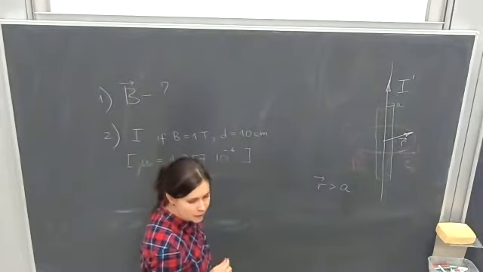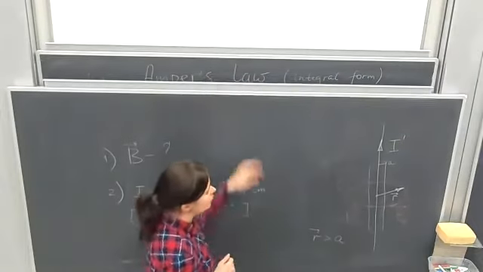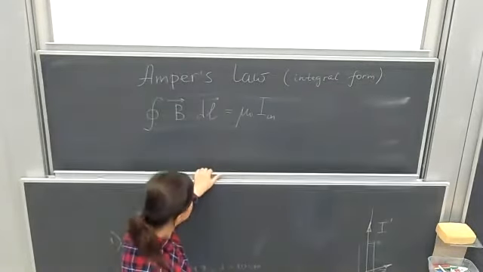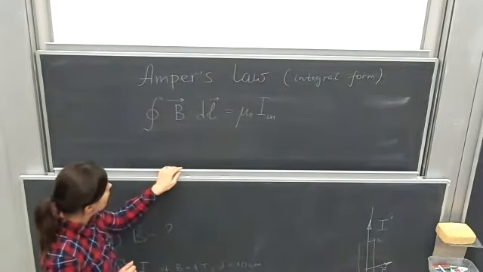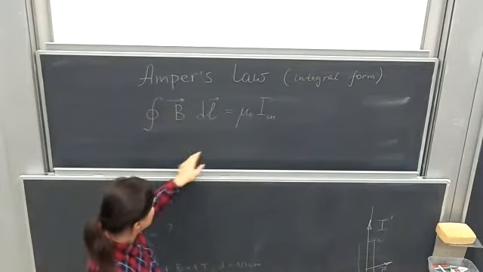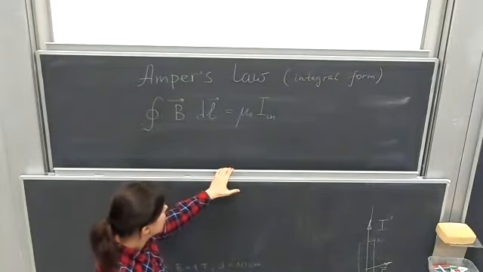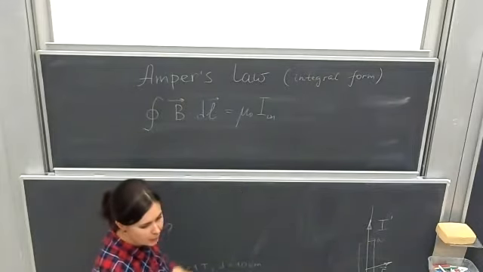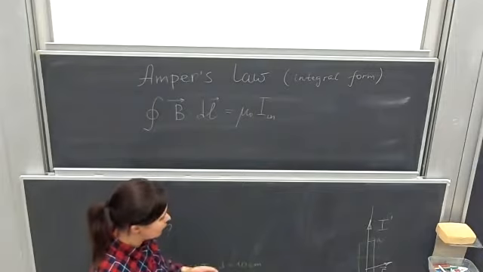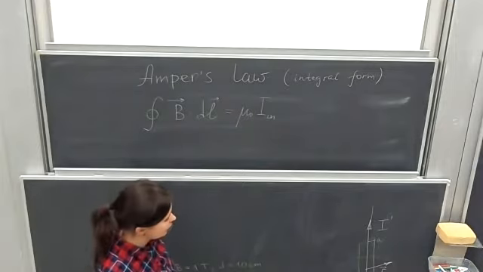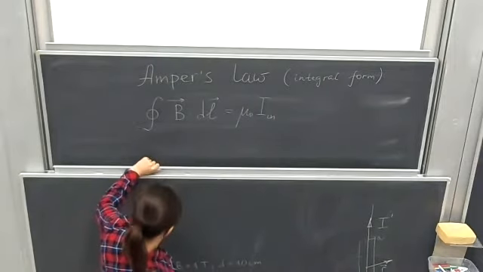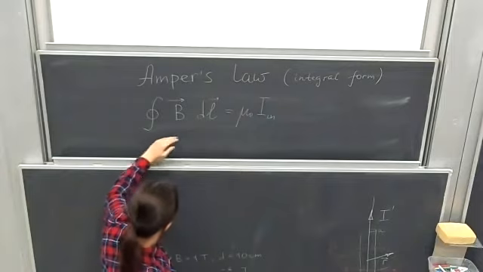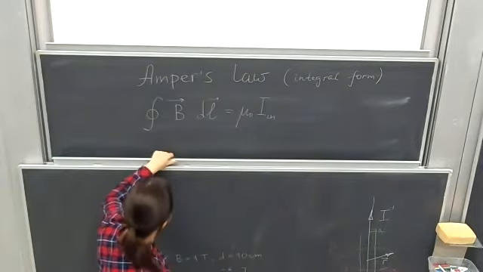To find the induction, we can use Ampere's law in integral form. On the left side is the integration of B dot dl, and on the right side is the current times the permeability of free space, because in this case we don't have air around the conductor. It's in vacuum. So let's find this left part first.